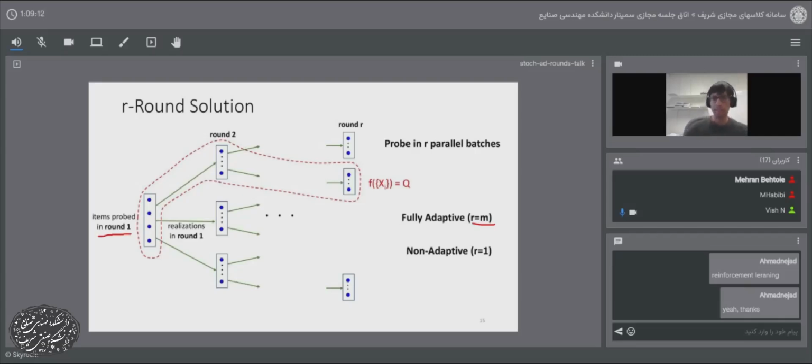So what we are interested in is to identify solutions that have a small number of rounds, but where the objective value is still comparable to the fully adaptive solution that has the best objective. So that's going to be the goal in our work.